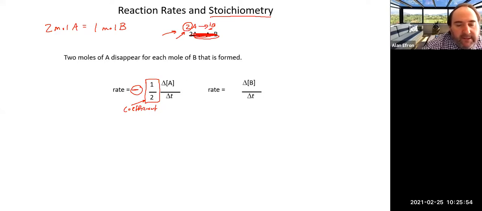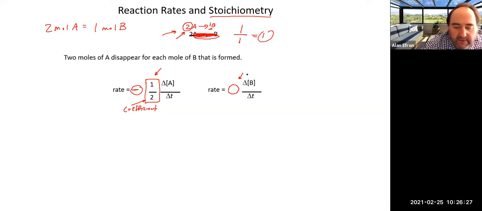When we get to our product side, the rate is equal to, as we talked about earlier, no negative, because it should be increasing with time. So it's a positive number here. And there's actually no 1 over anything. There really is, but it's 1 over the coefficient. The coefficient is 1, which means it's a 1. So that's why we don't have anything written there, but technically it is 1 over 1. The change in the concentration of B over the change in time.